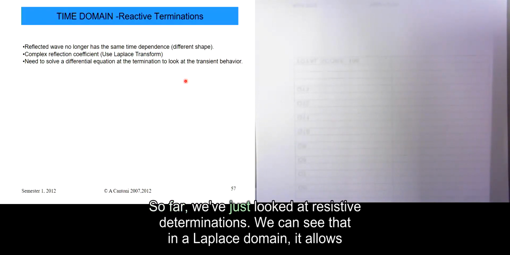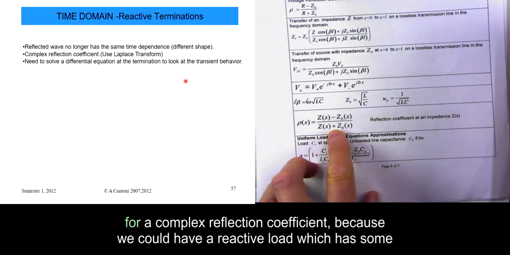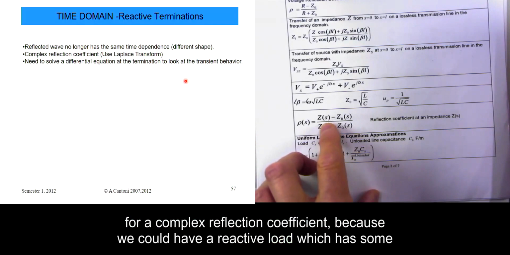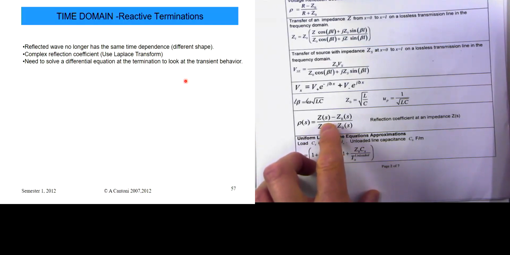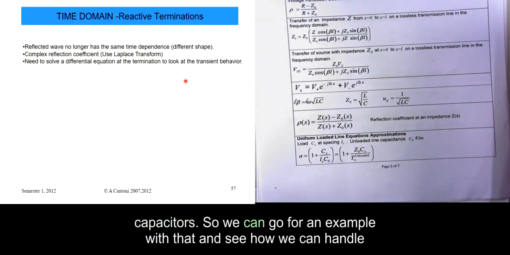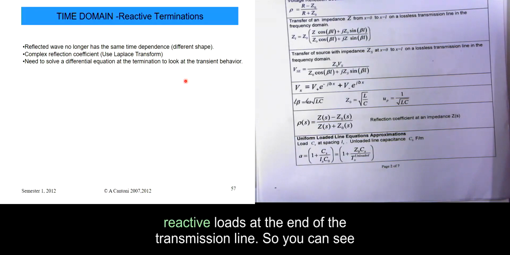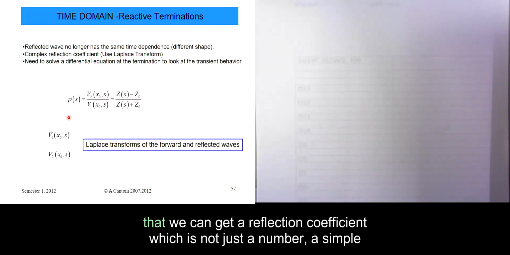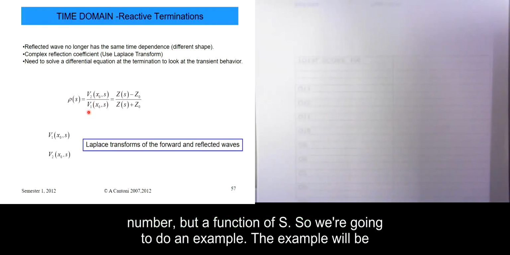So far we've just looked at resistive terminations. We can see that in the Laplace domain, it allows for a complex reflection coefficient, because we could have a reactive load which has some function of S. It could involve inductors and capacitors. So we're going to go through an example to see how we can handle reactive loads at the end of the transmission line. The reflection coefficient is not just a simple number, but a function of S.